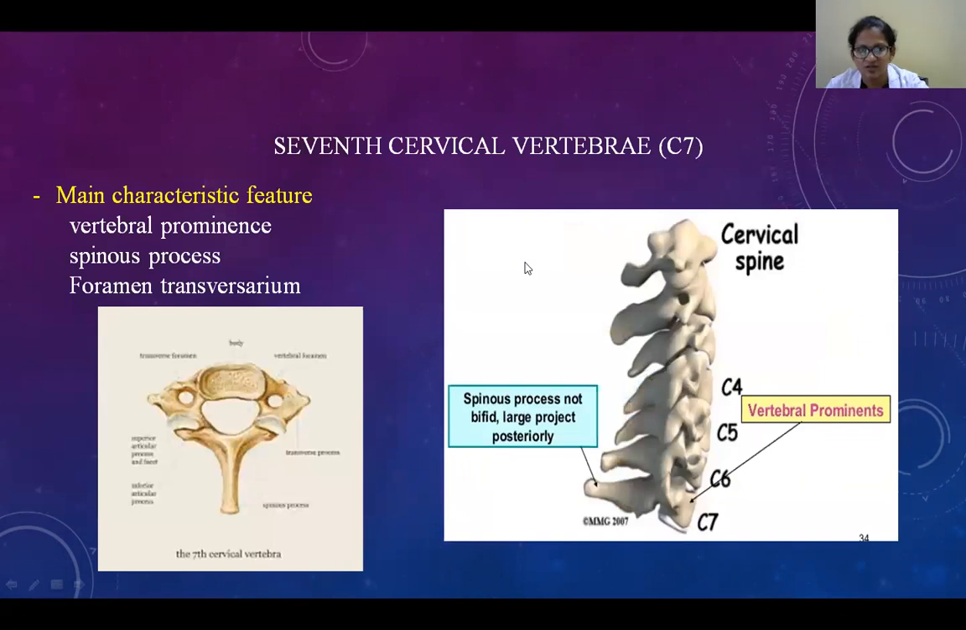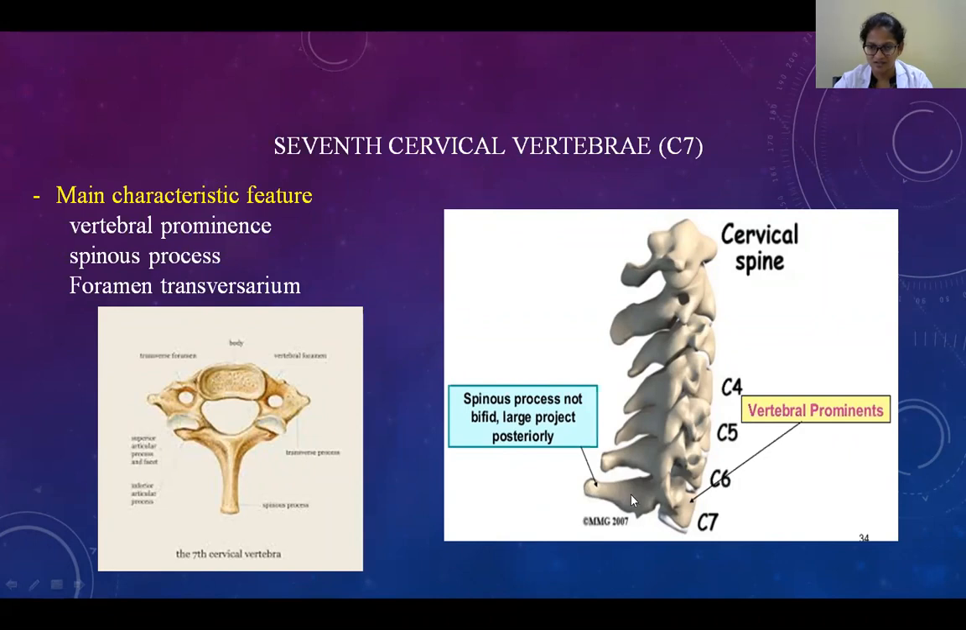And next, coming to the 7th cervical vertebra. The main characteristic feature here is the vertebral prominence. This vertebral prominence is here. The spinous process is long and thick.